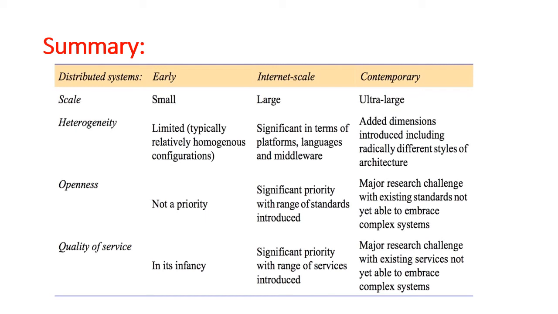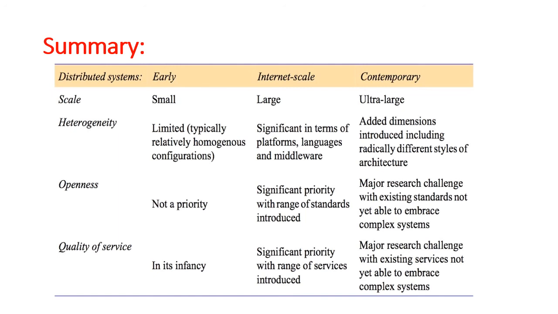The third one is openness. The openness of a computer system is the characteristic that determines whether the system can be extended and re-implemented in various ways. In terms of distributed computing systems, the openness is determined primarily by the degree to which new resource sharing services can be added and made available to the users by a variety of client programs. The openness in the early distributed computing system was not even a priority because it was in a very infant stage.